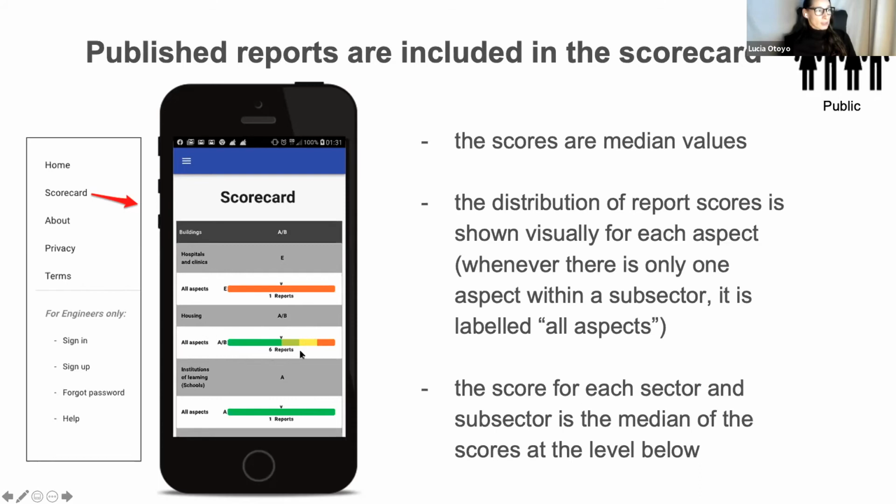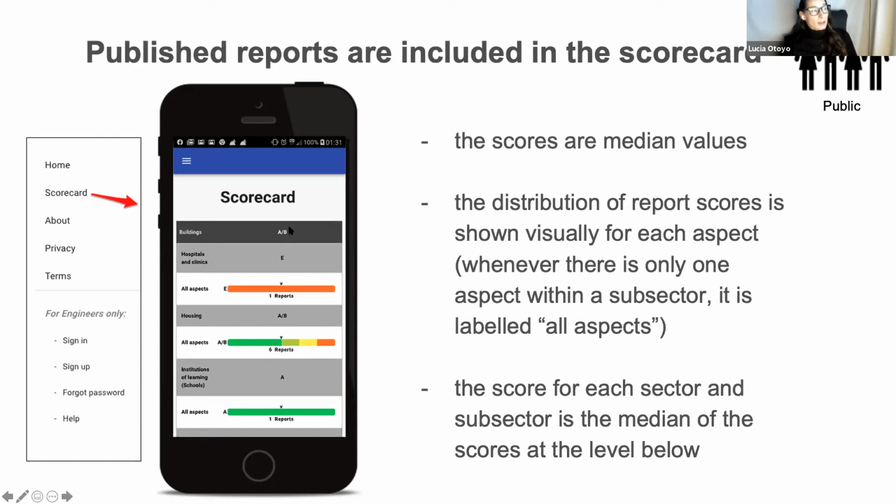And the way that the aspect grade is calculated is by median. So we look at the middle value. The little b in the middle represents where the median is. And because it is between A and B, the median is calculated as A/B. And for the institutions of learning, we can see there is only one report and the grade is A.